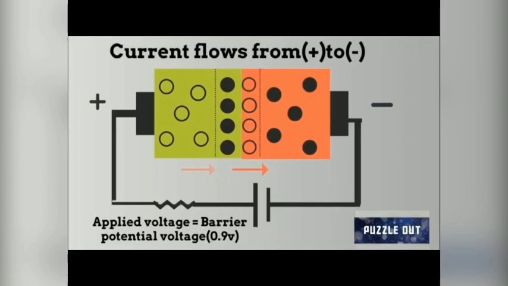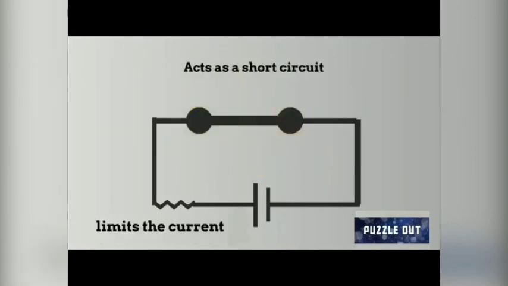When voltage is applied, current flows from P-type to N-type. This happens only if the applied voltage is greater than the barrier potential voltage. The barrier potential voltage is the voltage required by charges to cross the junction. In such a case, the PN junction diode acts as a short circuit and the resistance which is connected in series limits the current.